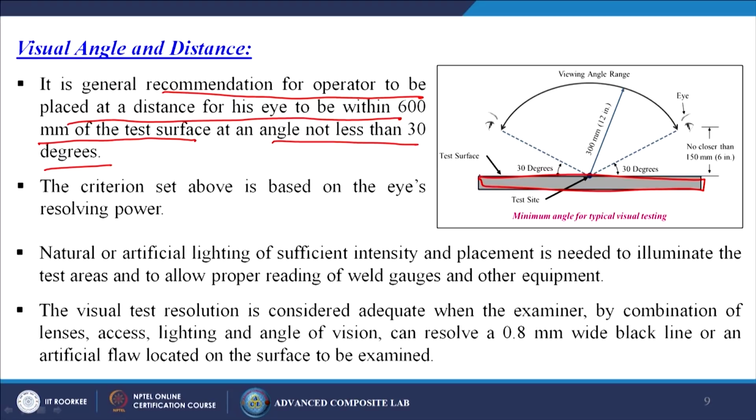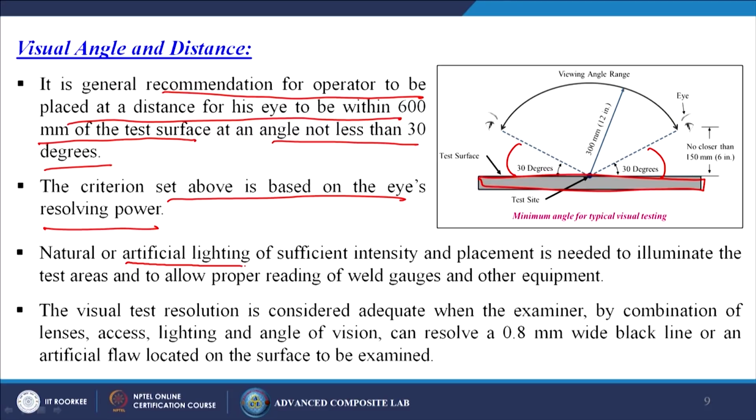That means if I take 180 degrees, you subtract 30 degrees from this side and 30 degrees from this side, so 120 degrees you can see properly. If you keep your eyes here, and maximum to here, you can see the material surface clearly. If it is below 30 degrees, you cannot see the surface properly. The criteria set above is based on the eye's resolving power.